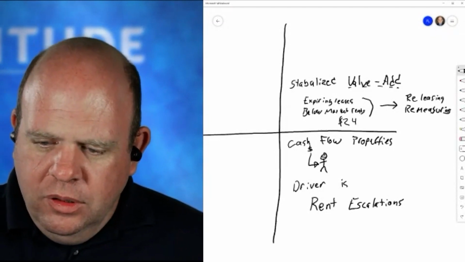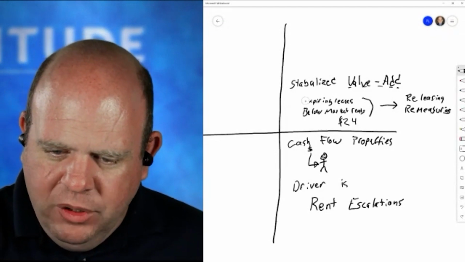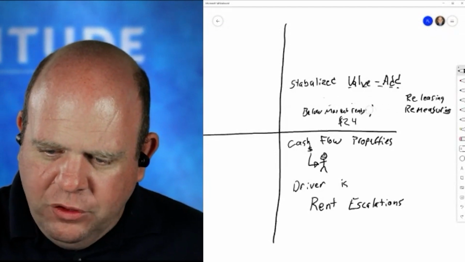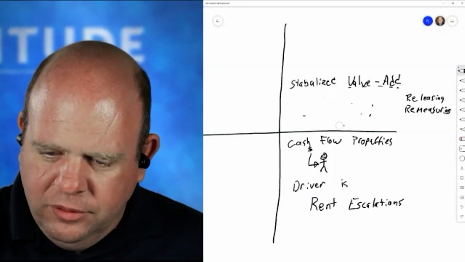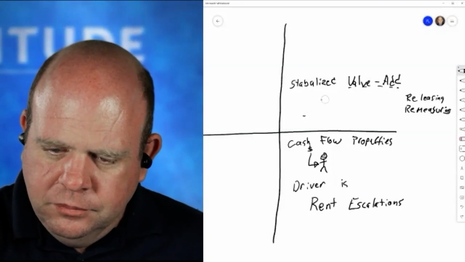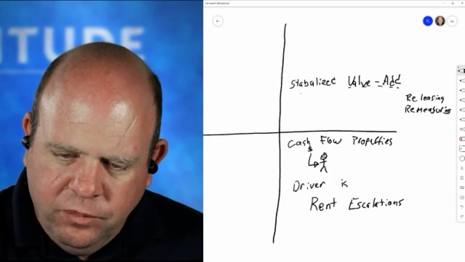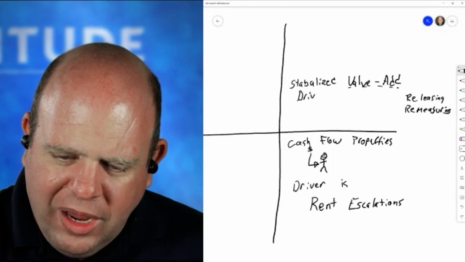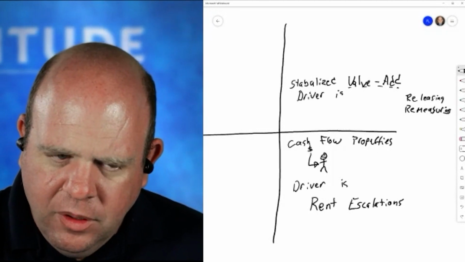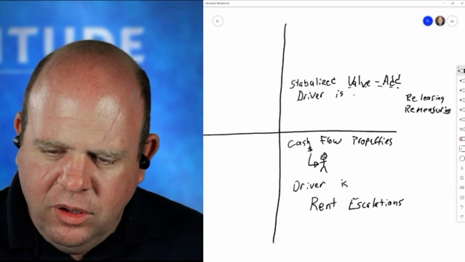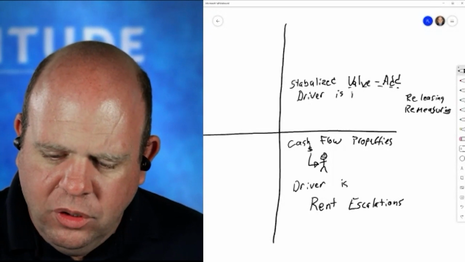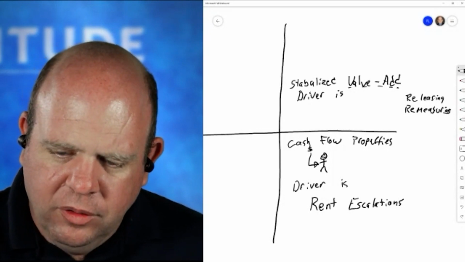So that's pretty amazing. It works great, and it's a great strategy here. Let's put in what the driver is here. So our driver is increased.